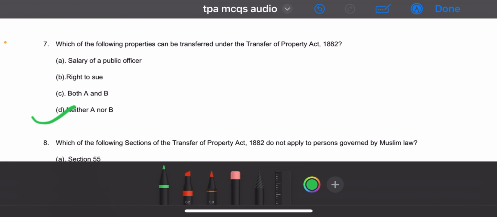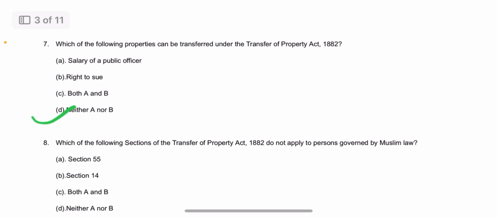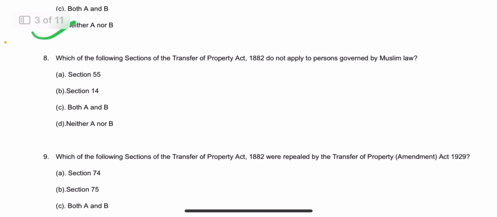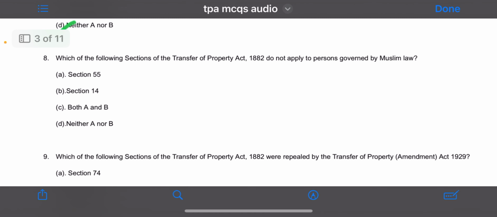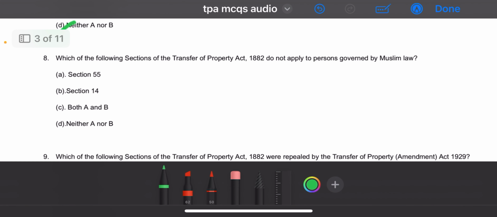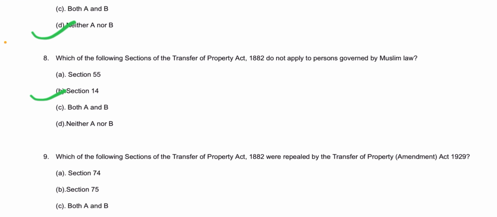Eighth question is, which of the following sections of the Transfer of Property Act 1882 do not apply to persons governed by Muslim law? The options are A. Section 55, B. Section 14, C. Both A and B, D. Neither A nor B. So the correct answer is B. Section 14 does not apply to persons governed by Muslim law.